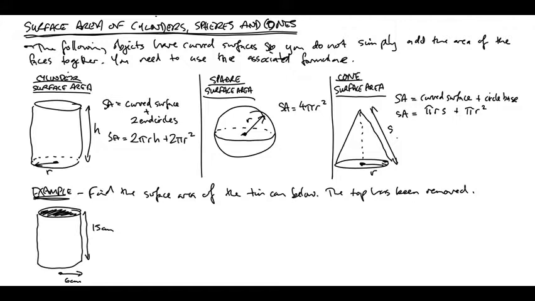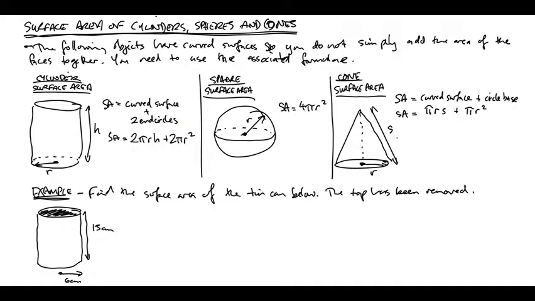So the surface area of a cylinder is going to be the area of the barrel part, the curved surface, plus the 2 end circles. So the surface area is going to be 2 pi rh plus 2 pi r squared. 2 pi r squared is the 2 lots of end circles.